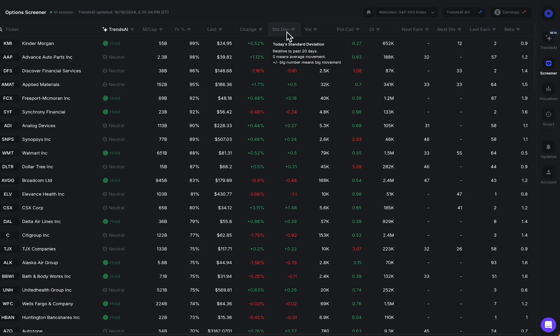Next up, we have the standard deviation. The standard deviation is a statistical measure that reflects the amount of variation in a stock's price. A reading of zero means average movement. If we have a large positive number or a large negative number, that means larger movement.